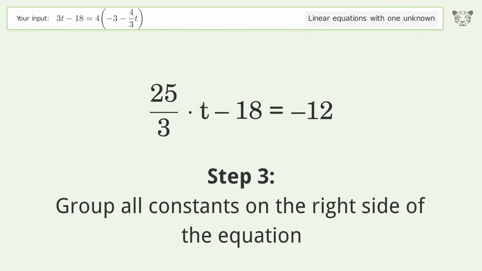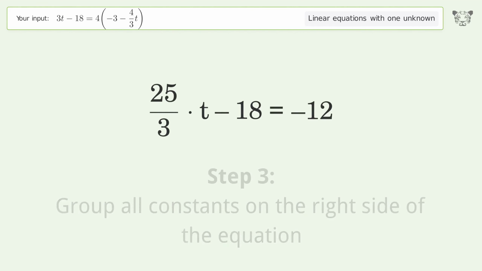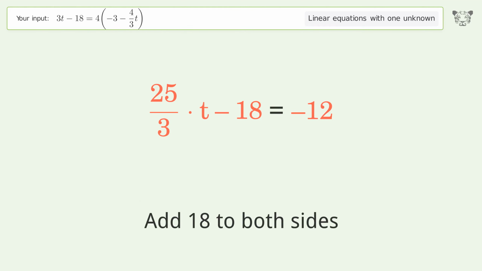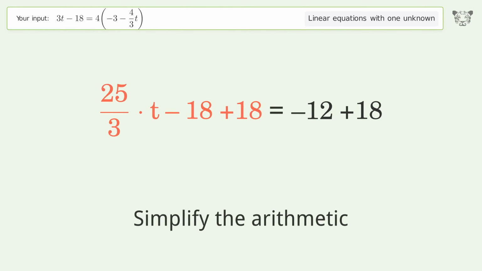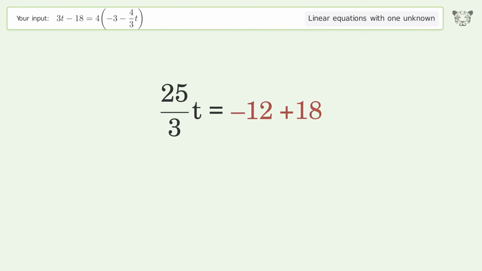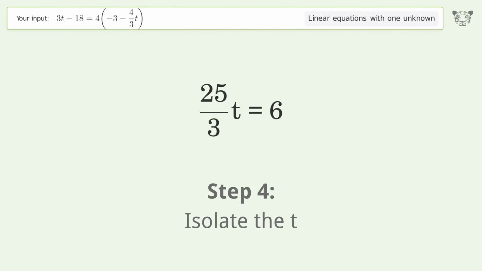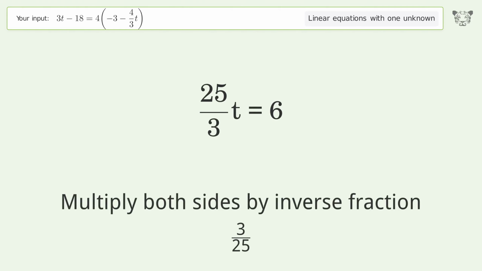Group all constants on the right side of the equation. Add 18 to both sides. Simplify the arithmetic. Isolate the t. Multiply both sides by inverse fraction 3/25.